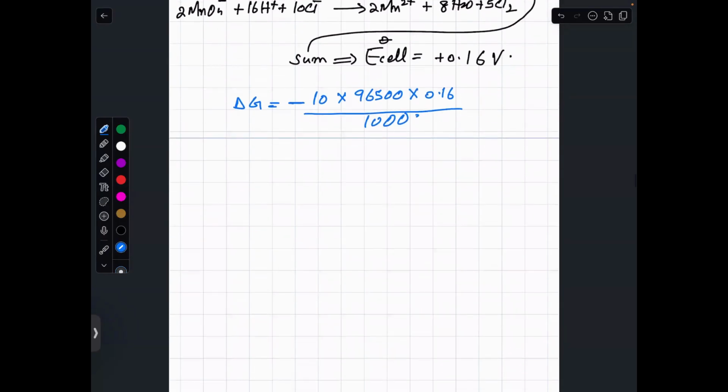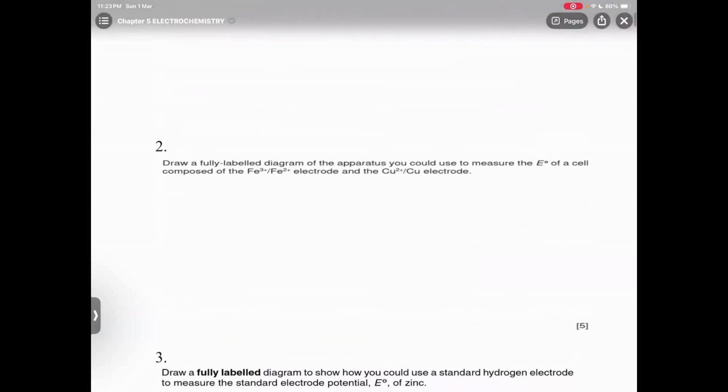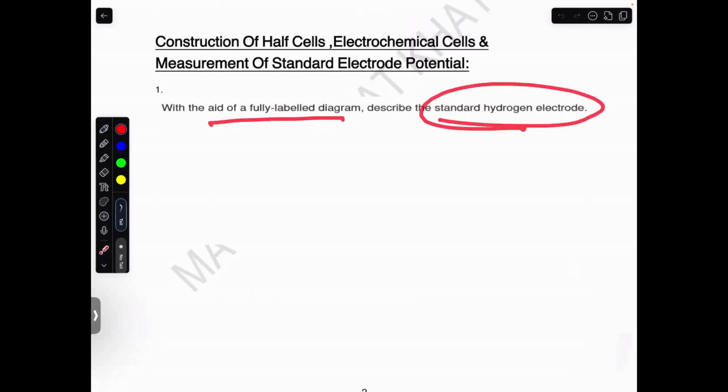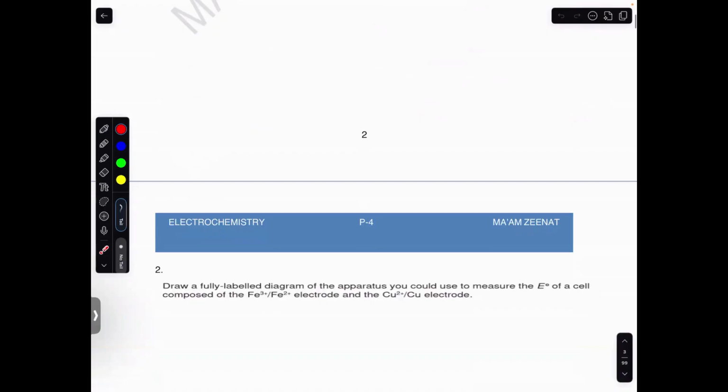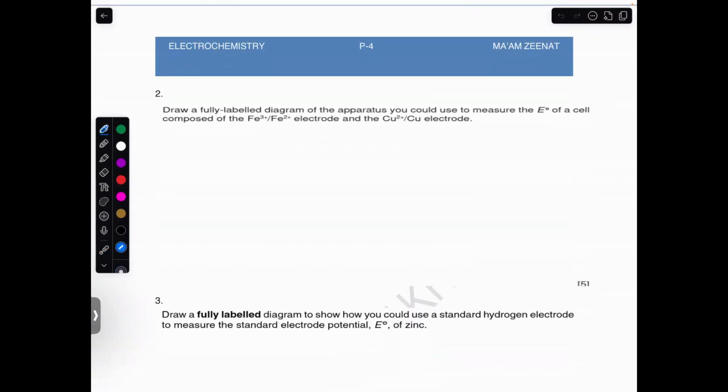Now, see what is written? Question number 2: draw a fully labeled diagram for the apparatus. They are just asking for the diagram. So, look, draw a fully labeled diagram of the standard hydrogen electrode. That I did right now. And now, another: draw a fully labeled diagram of the apparatus you could use to measure the E cell of the cell composed of this and this. Now, this one is what? There is no metal, so platinum and Fe3 plus aqueous.